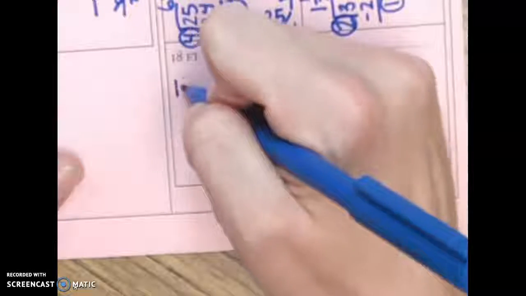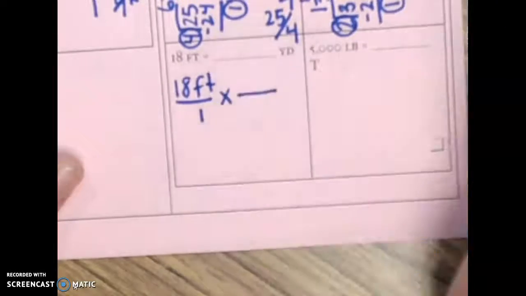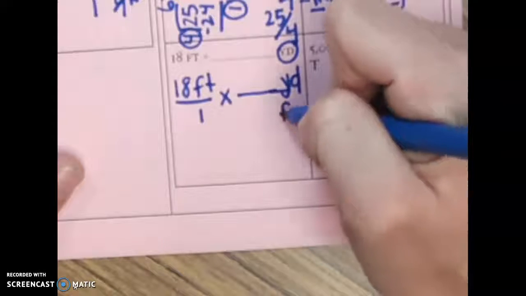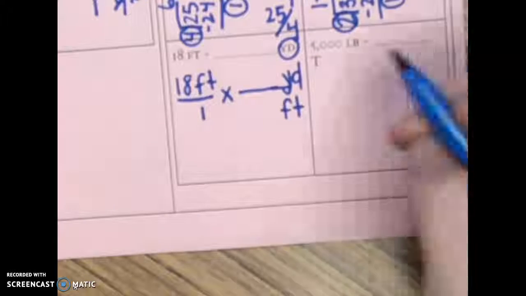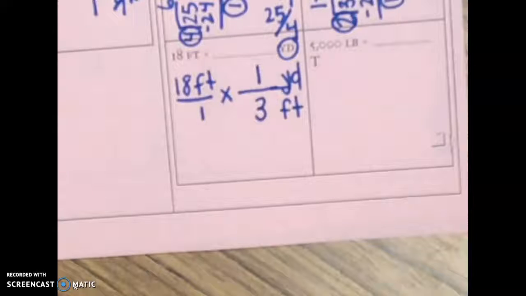We have 18 feet over 1 times. On top, we're going to put yards because that's what's up there. And then feet down here. And we just talked about that. How many feet are in a yard? 3. So we're going to put 1 on top and 3 on bottom because there's 3 feet. Match your number to the label.